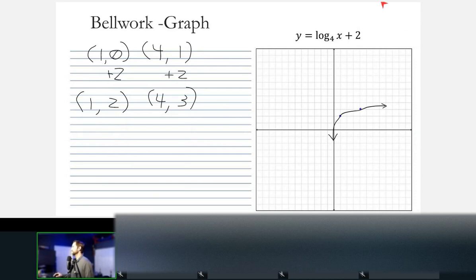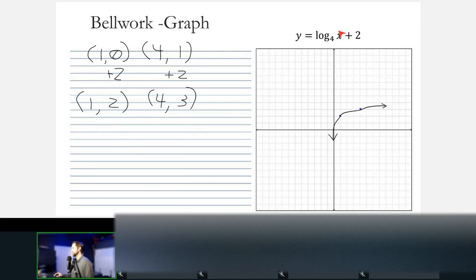All right, did everyone get this one correct? Did everyone see that +2 as a vertical shift, or did you see it as a horizontal shift, and you shifted left 2? Anybody make that mistake? Vertical, because no parentheses. Perfect. Yeah, that's exactly why. Right.